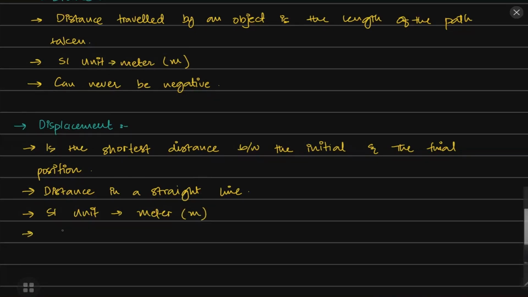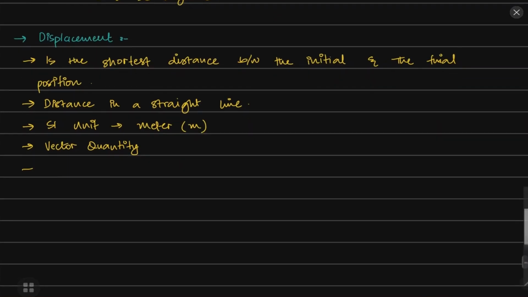And it is a vector quantity. I forgot to write that over here. This one is only a scalar quantity. And displacement can be negative. Let me go ahead and explain that to you.